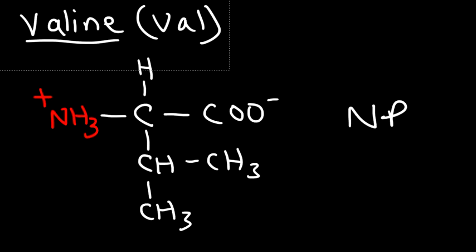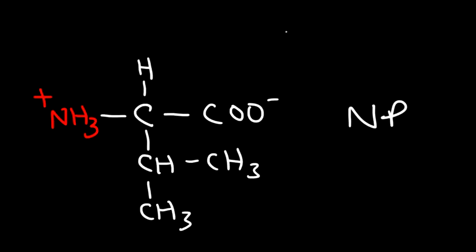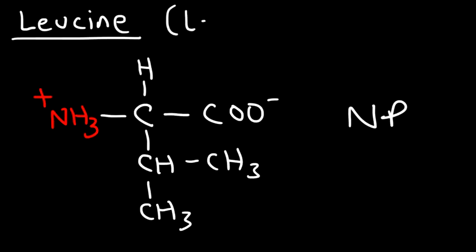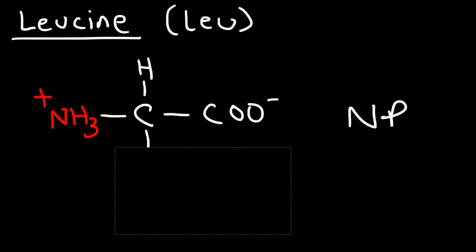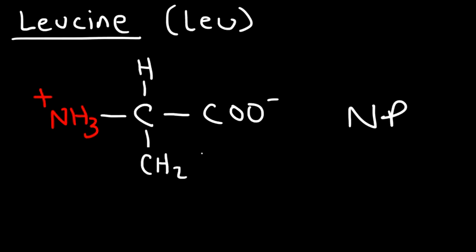Now the next one that we're going to talk about is leucine, abbreviation LEU. And this one is also a nonpolar amino acid. It's going to have a CH2 group attached to a CH group, followed by 2 methyl groups. And so that's the structure of leucine. It too has a hydrocarbon side chain, which makes it nonpolar.